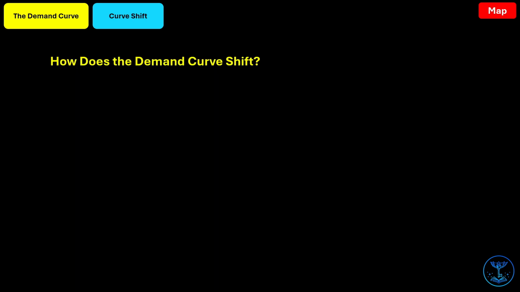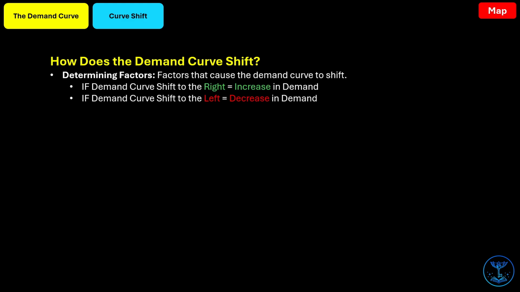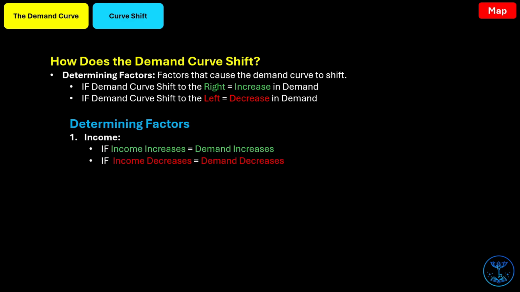So how does the demand curve shift? Determining factors are factors that cause the demand curve to shift. If the demand curve shifts to the right, there's an increase in demand. If the demand curve shifts to the left, there's a decrease in demand. First we have income. If income increases, demand increases. If people have more money, they will spend more money. If income decreases, then demand decreases. If people have less money, they will spend less.